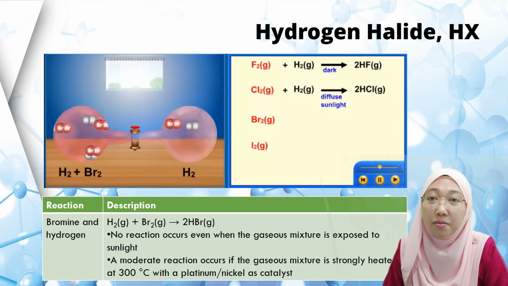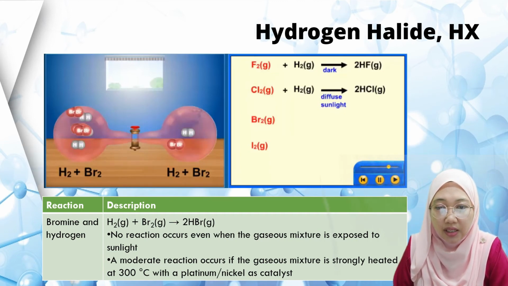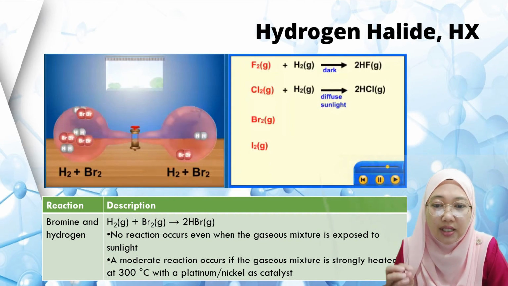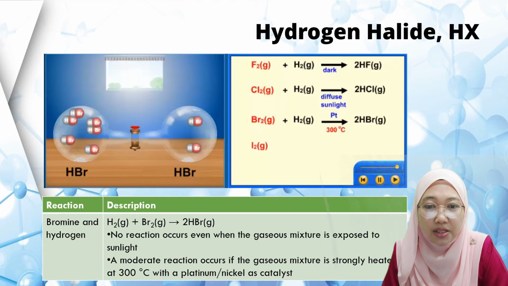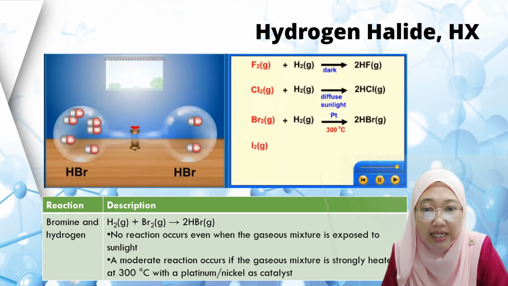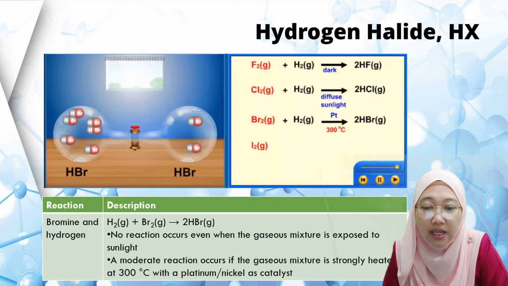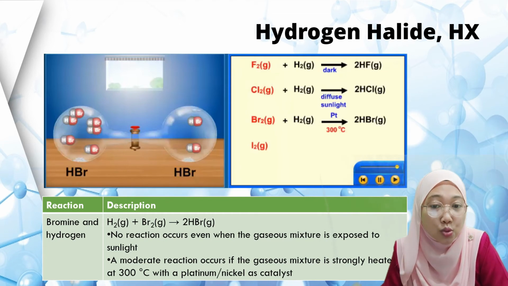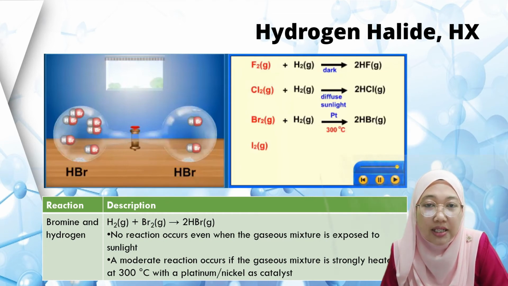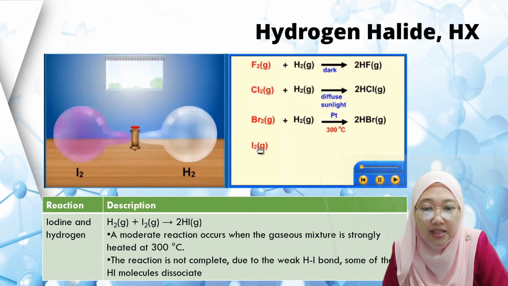Next we have bromine and hydrogen. We see bromine with hydrogen has no reaction even though there is light. So bromine does not react with hydrogen in sunlight. Bromine reacts with hydrogen at 300 degrees Celsius in the presence of platinum. There is no reaction even when the gaseous mixture is exposed to sunlight. So we need a catalyst. We can use platinum or nickel as catalyst.